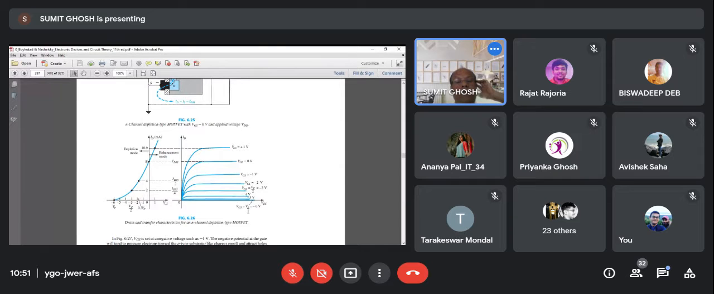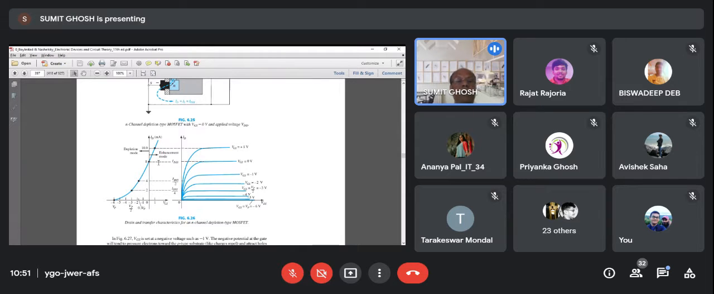Now for VGS equal to minus 6 volts, the drain current is 0. So how many intersection points do you get? This one, this one, this one, and this one. You just join these dots, and you will get a parabolic type of curve.